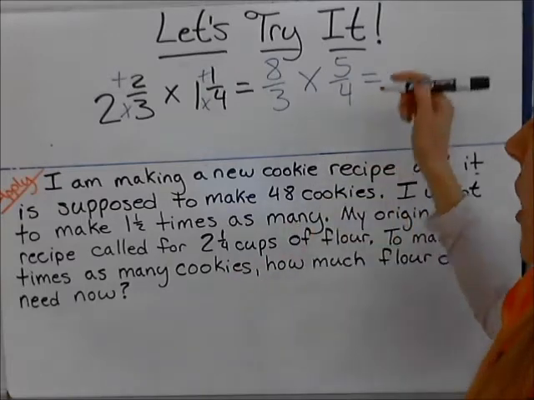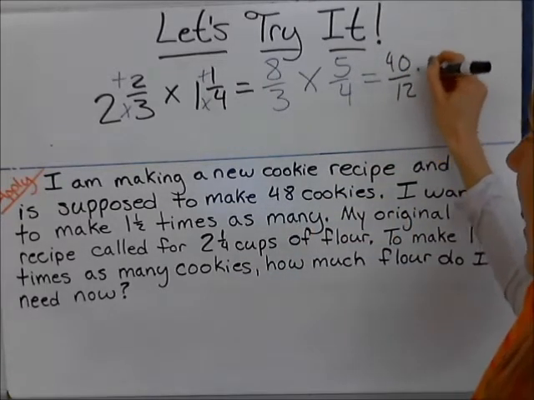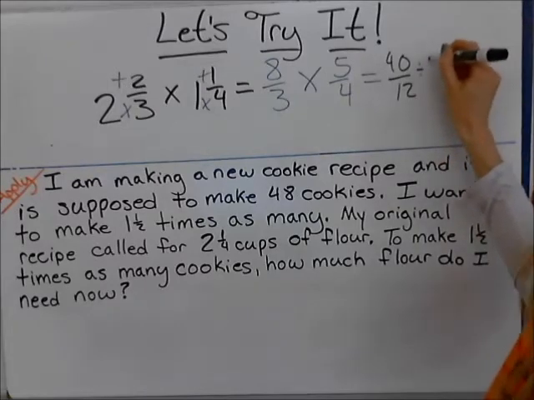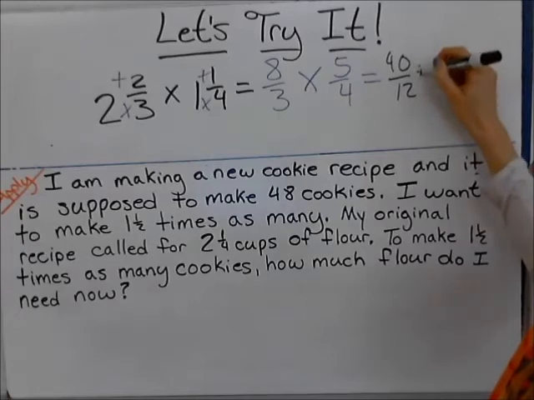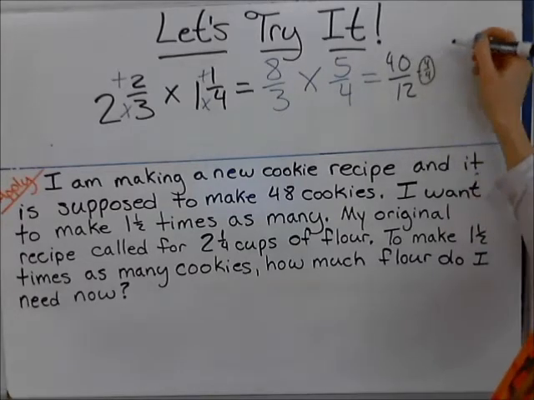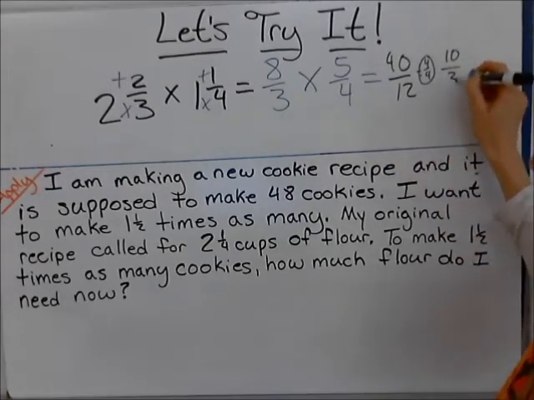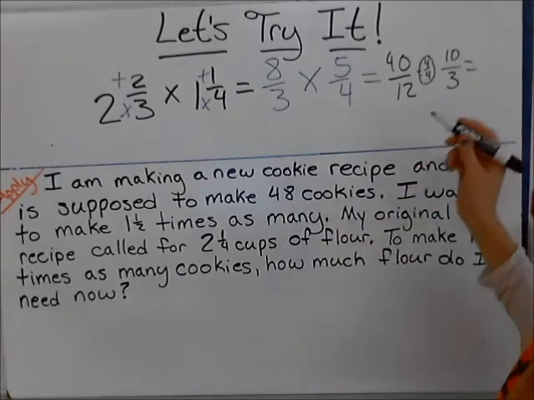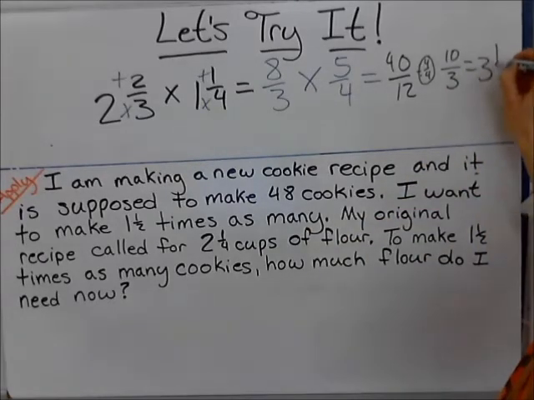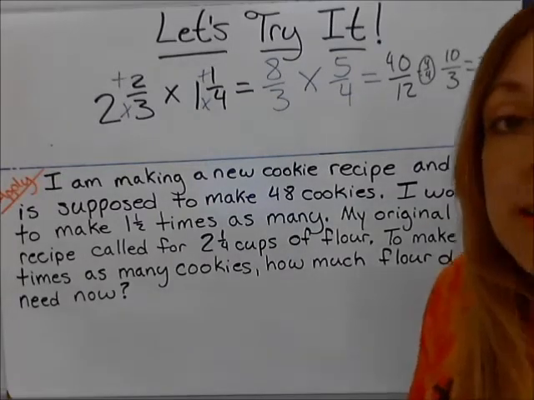I can multiply straight across and get 40/12. And then I have to simplify that. I know that 2 goes into both of them. Actually, I know that 4 goes into both of them. That would be a better number. It's a bigger number. So 4 into 40 goes 10 times, and 4 into 12 goes 3 times. I get 10/3. 10 divided by 3 is 3, and 1 left over out of 3. So 3 1/3 is what I get.